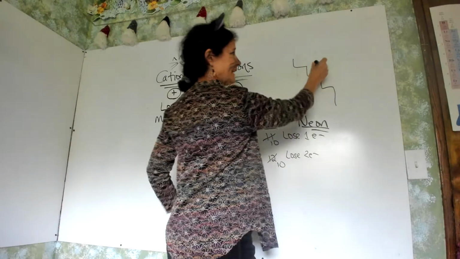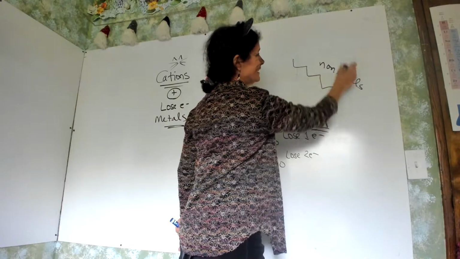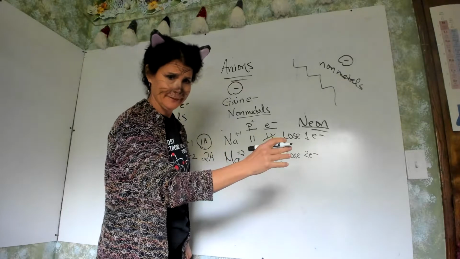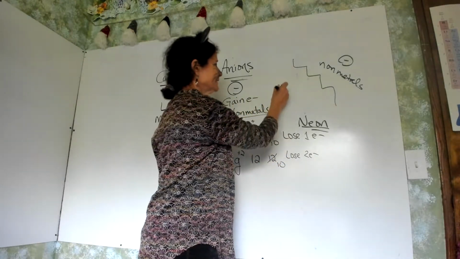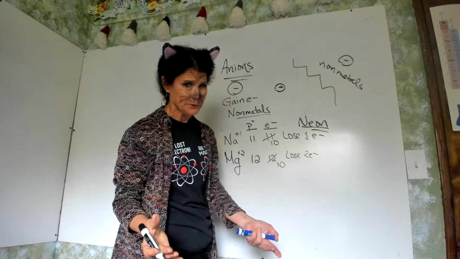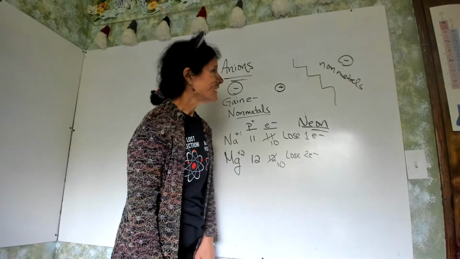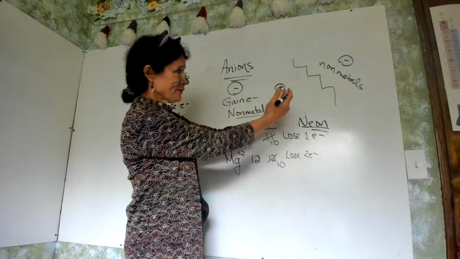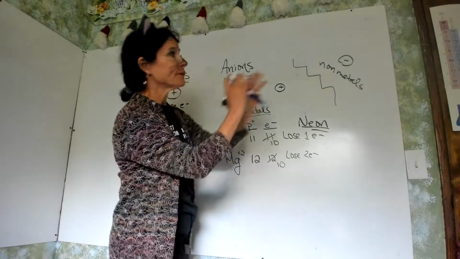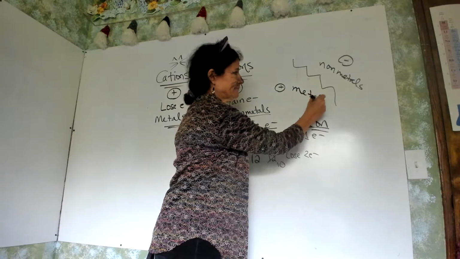If you're on this side, you're the non-metals, which means you're going to have a negative charge. You're going to become an anion. And if you're on this side of the staircase, the ones that touch are metalloids, and they do some really cool stuff, like they usually share. In our class, if they're below the staircase, we're going to make them cations, and if they're above the staircase, we're going to make them anions.